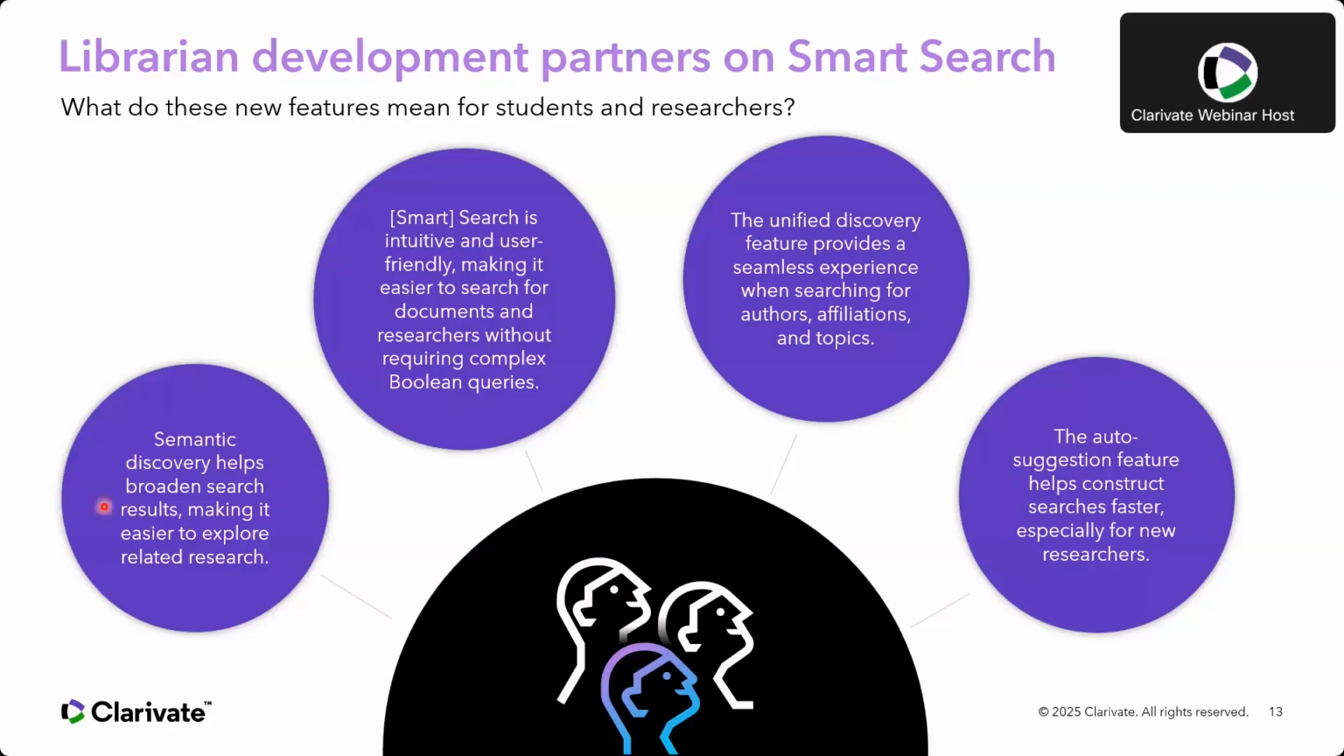So few examples here. Semantic discovery helps broaden search results, making it easier to explore related research. Smart search is intuitive, user-friendly, making it easier to search for documents and researchers without requiring complex Boolean queries. Unified discovery feature provides a seamless experience when searching for authors, affiliations, and topics. The auto-suggestion feature helps construct searches faster, especially for new researchers. So that's really the point of building this search, to respond to those needs.